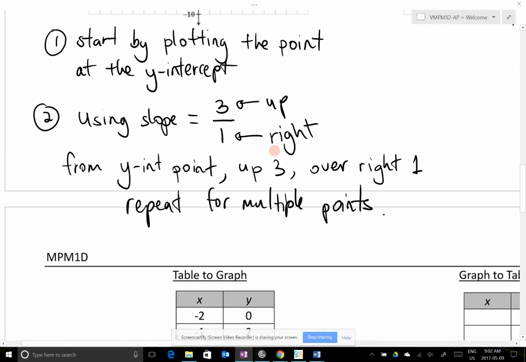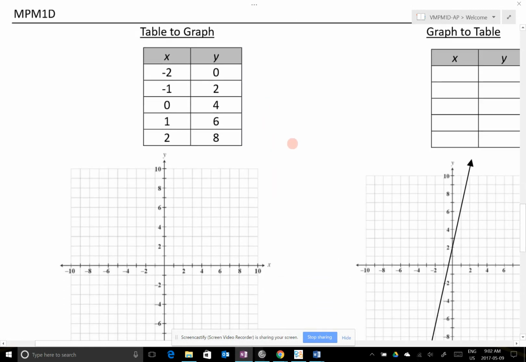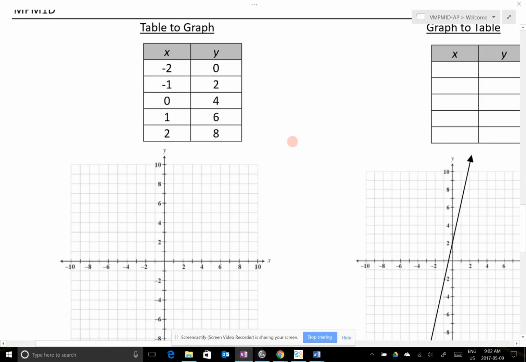Okay, what about, let's go to our next page, table of values to a graph. So here we have to look for our slope. Let's look at our change in y values and change in x values. So go from 0 to 2, that's an increase of 2. To go from negative 2 to negative 1, that's an increase of 1. So my slope is going to be the rise over run. So slope is the rise, the change in y values, 2, over the run, change in x values, 1. So 2 over 1 is simplified to 2.